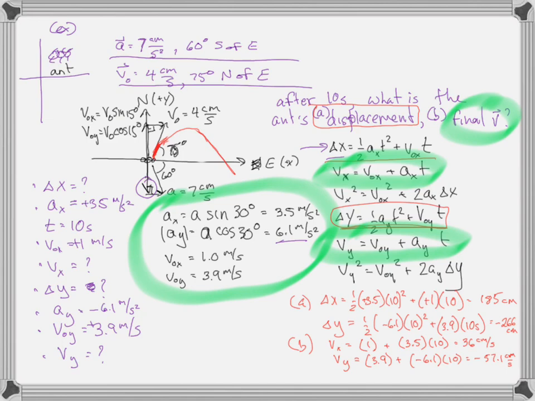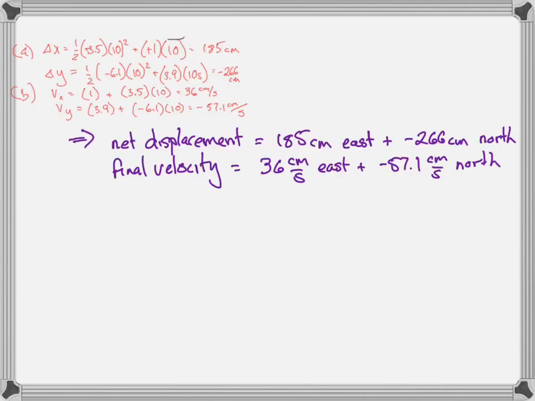So just plugging in the numbers, we get delta x is positive 185 centimeters, delta y is minus 266 centimeters. Be careful of your units, right? These are all centimeters. Vx is positive 36 centimeters per second, and Vy is minus 57.1 centimeters per second. Not quite finished. So just writing those two vectors in component form, the net displacement is 185 centimeters east minus 266 centimeters north. Be careful, right? It's not minus 266 south. The y-axis is north.